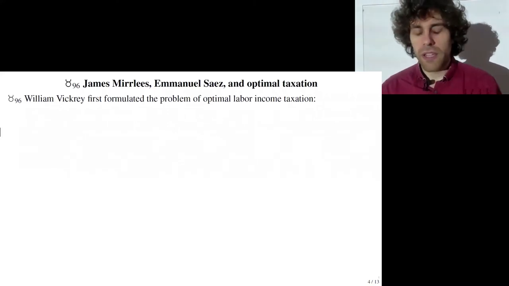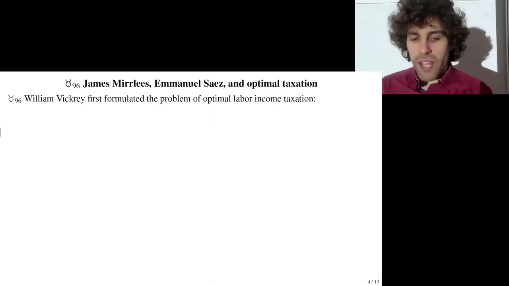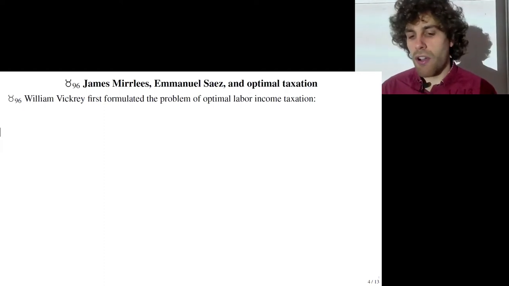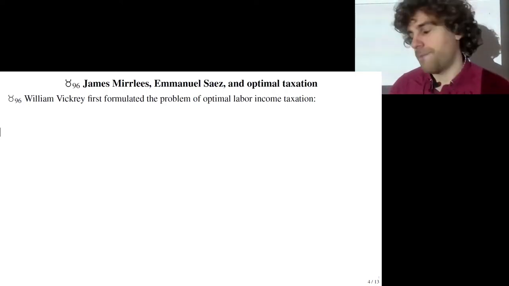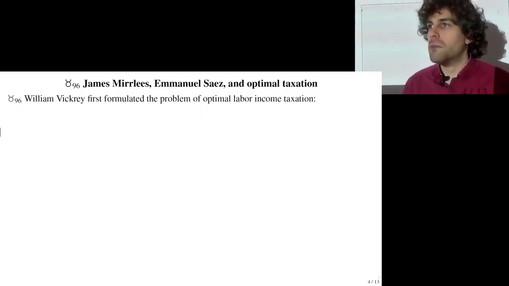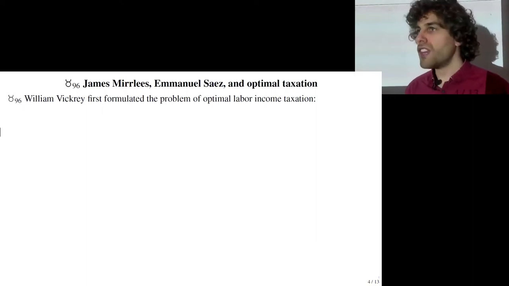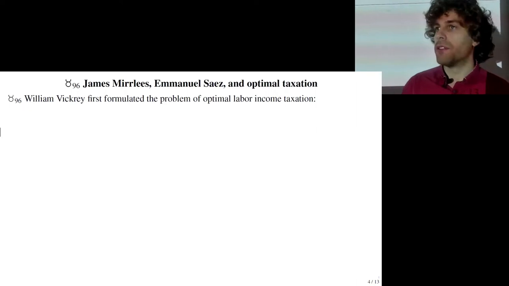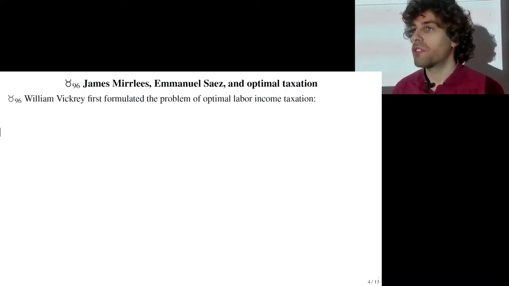Okay, so now I'm going to talk about optimal taxation. William Vickrey was the first to formulate the problem of the optimal labor income taxation. So the idea is that, in principle, if you have a utilitarian social welfare function, because the utility function of each individual is concave, you would prefer to redistribute all income equally to everyone. This is what maximizes social welfare, because the marginal utility of a rich person is lower than the marginal utility of a poor person. So you always want to redistribute from the rich to the poor.